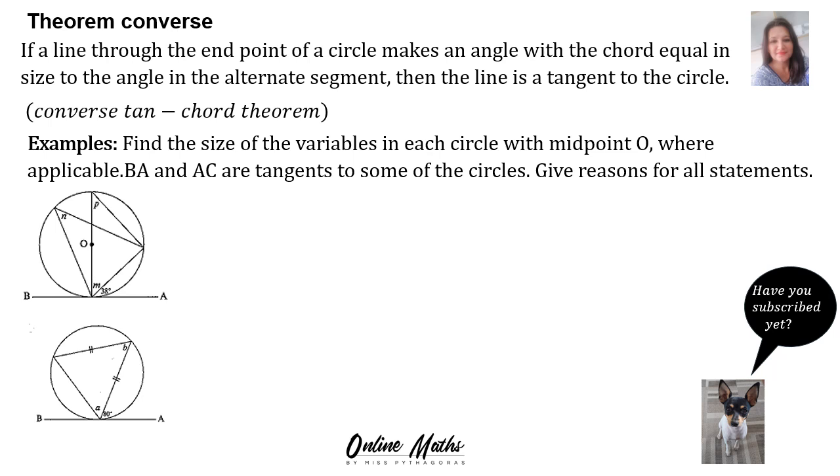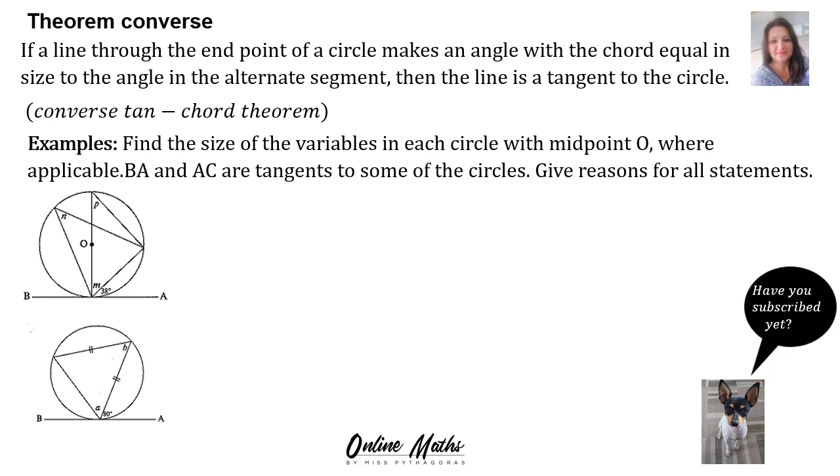So the question is the same for all the sums. Find the size of the variables in each circle with midpoint O, where applicable. BA and AC are tangents to some of the circles. Give reasons for all statements.